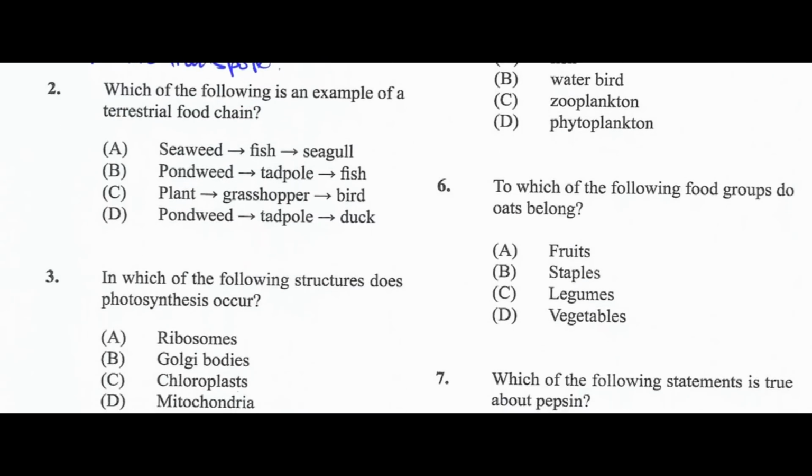Then you have number 2, which of the following is an example of a terrestrial food chain? Terrestrial food chains have to do with food chains on land, right? So any aquatic organism would not be a part of this. Seaweed, fish, seagulls, pondweed, tadpole, or duck, those are all aquatic organisms. So the answer for this is C, plant, grasshopper, bird.